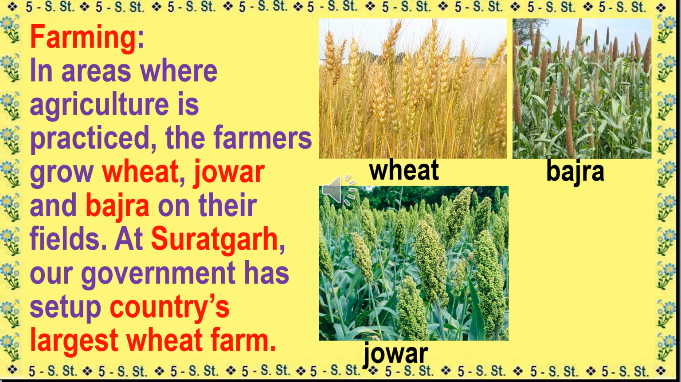Farming. In areas where agriculture is practiced, the farmers grow wheat, jowar, and bajra on their fields. At Suratgarh, our government has set up the country's largest wheat farm.